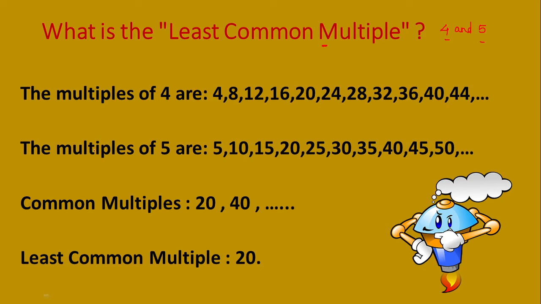And then the next number is 5. So start writing the table of 5. The multiples of 5 are, and so on. You will carry on. Now you have written the multiples. Now what is next? We have to find the common ones. Now write the common multiples, children. Find which numbers are common.